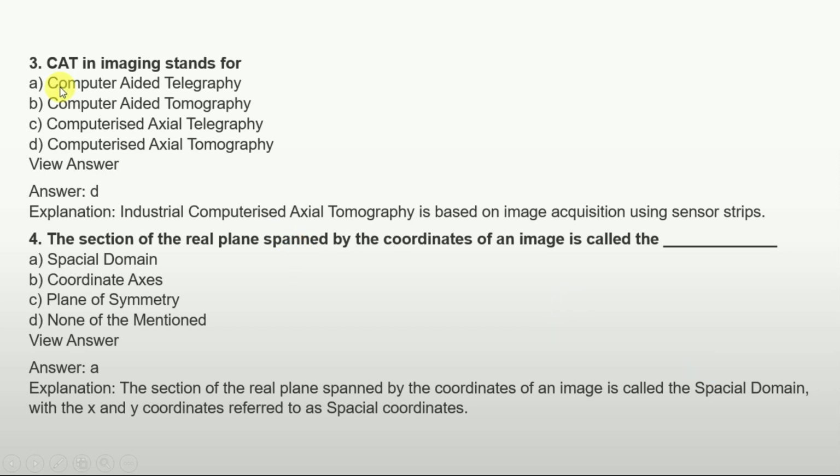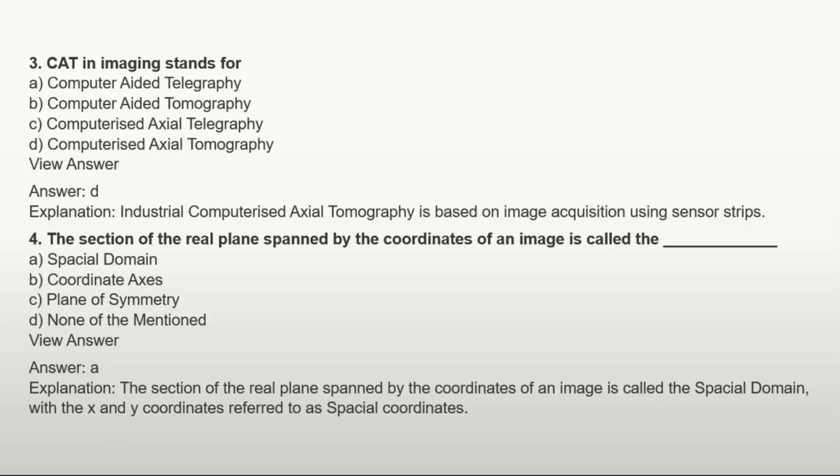Next: CAT in imaging stands for what? Options are computer aided telegraphy, option B is computer aided tomography, option C is computerized axial telegraphy, and option D is computerized axial tomography. So the answer is option D, that is computerized axial tomography. Industrial computerized axial tomography is based on image acquisition using sensor strips.